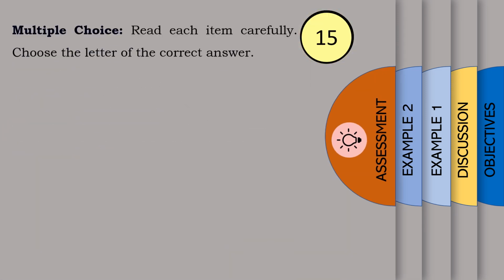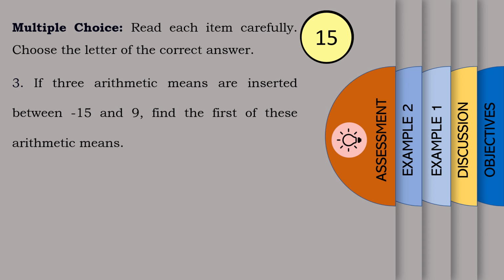Question number 3. If 3 arithmetic means are inserted between negative 15, eto na ha, may mga negative integers tayo, nag-exist yan, and 9, find the first of these arithmetic means. So, ibig sabihin, meron kang 3 arithmetic means na missing. Pag nakuha mo yon, ano yung unang arithmetic means doon na nailagay mo sa tatlong yon? So, yun yung hinahanap natin.